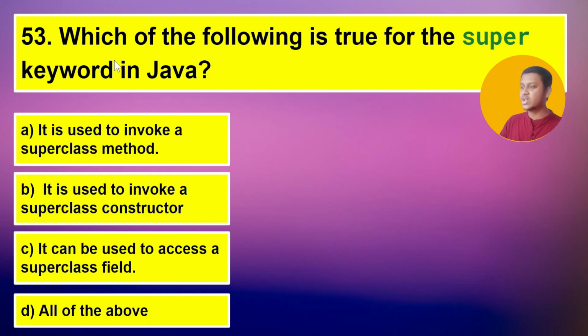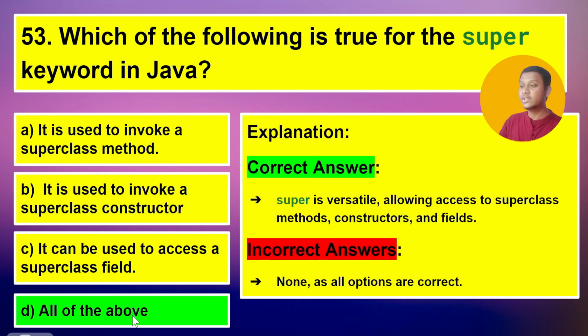of error. Our next question is, which of the following is true for super keyword in Java? It is used to invoke a superclass method. It is used to invoke a superclass constructor. It can be used to access a superclass field. All the above. So here the correct answer will be all the above. So super is versatile, allowing access to superclass methods, constructors, and fields. So by using super keyword, we can access all the things from a superclass inside a child class.